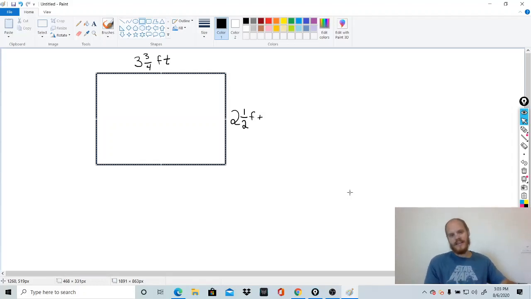Hey, what's up, guys? Have you ever gotten a problem like this where it asks you to find the area and you're all gung-ho, you're all excited because you know how to find area, and then you realize it's got fractions?